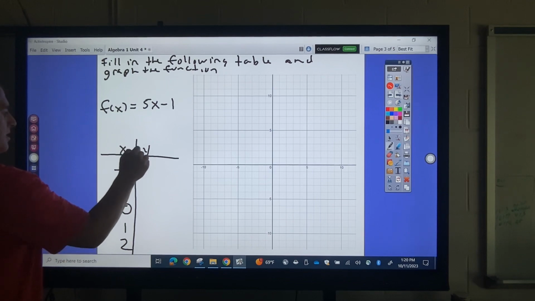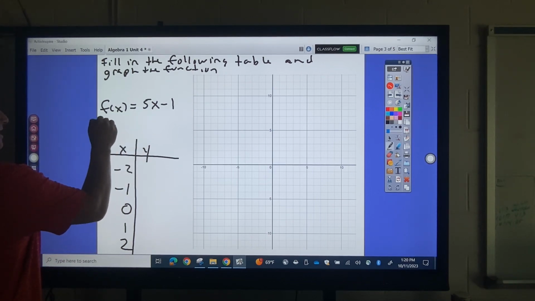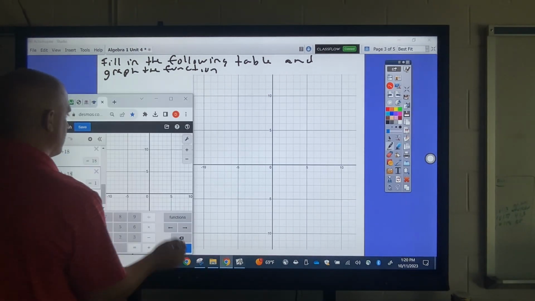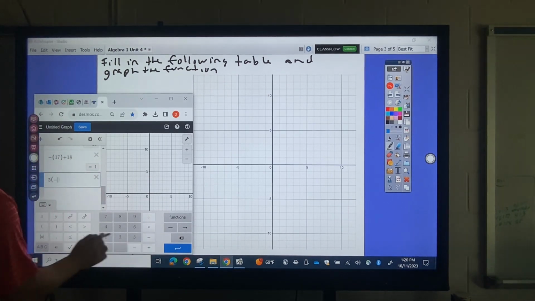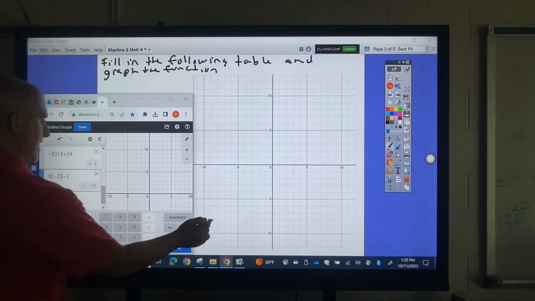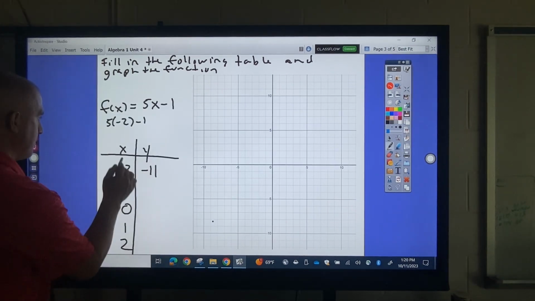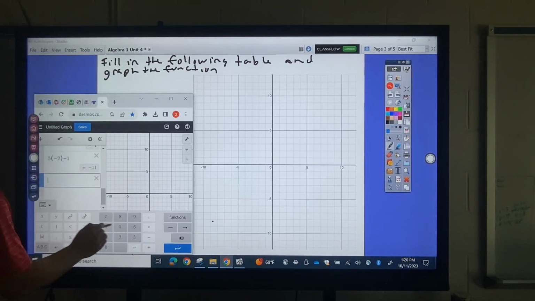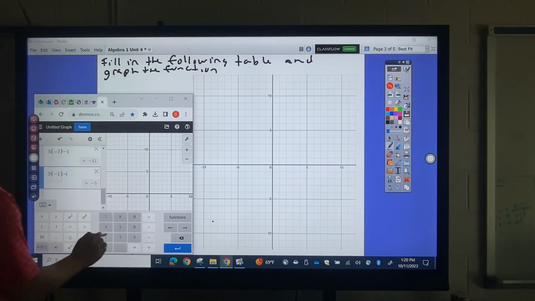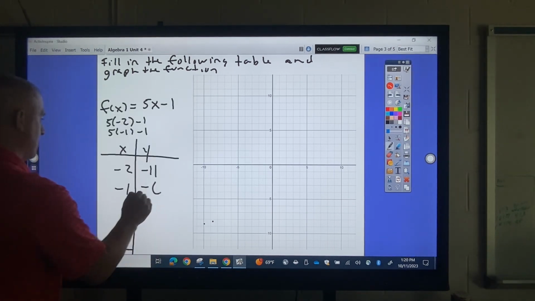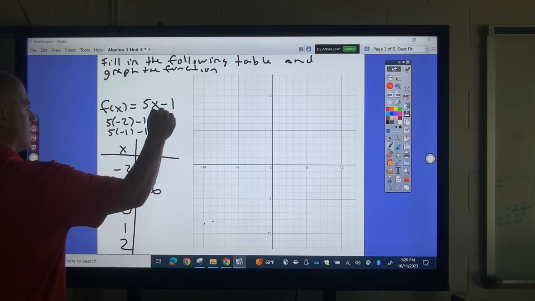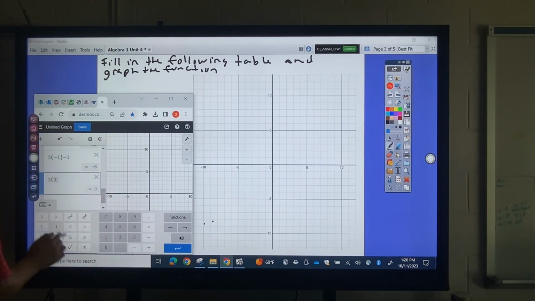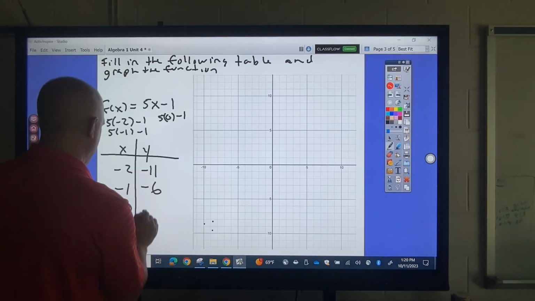X is negative 2. So what I'm going to do is I'm going to calculate and put negative 2 in for X and do a calculation. Okay, 5 times negative 2 minus 1 gives me negative 11. Then I do the same thing. I take negative 1 and put that in there and do a calculation. 5 times negative 1 minus 1 is negative 6. And I put 0 in there. Okay, 5, parentheses 0 minus 1, negative 1.